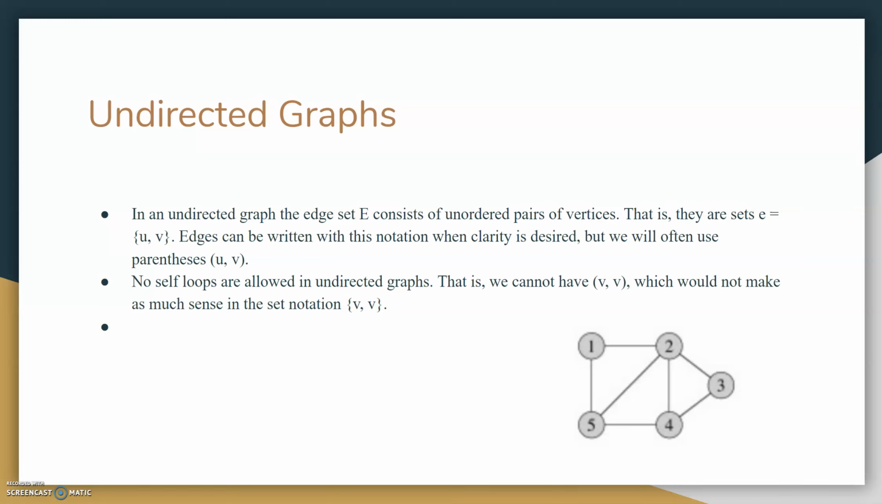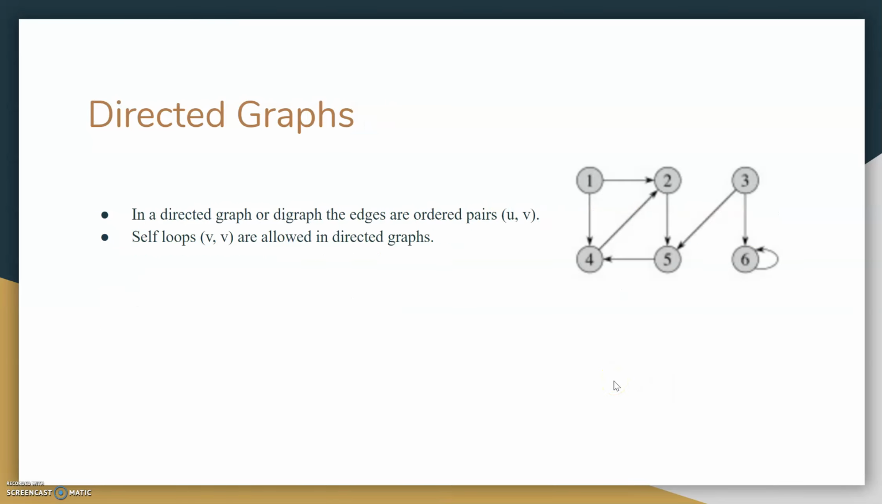You can see in the picture on the right a set of edges and vertices connected together, so it is a graph, and it is an undirected graph because there are no arrows.